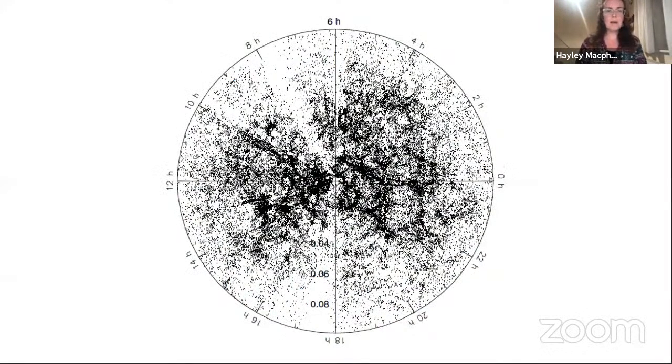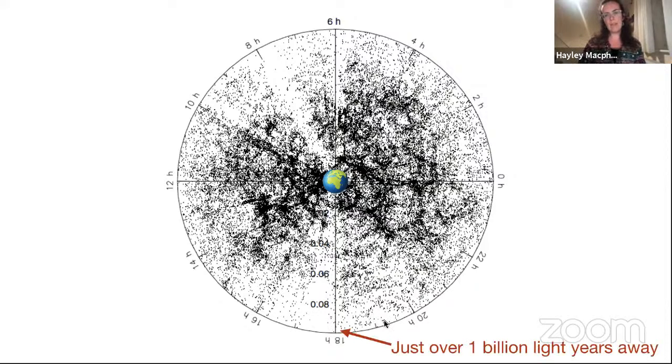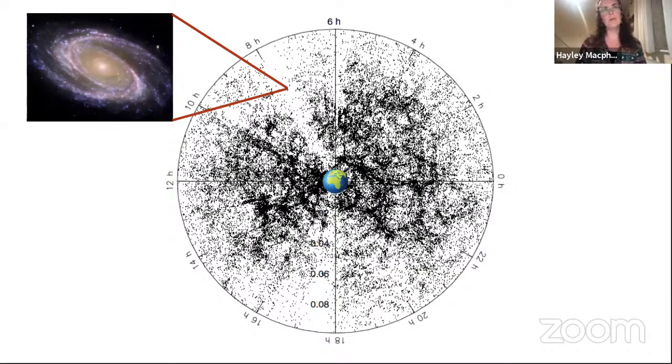So this picture here is a map of the local universe. So you can imagine Earth sitting at the center of this diagram, not to scale, obviously. And as we move around the edges of the circle, we're looking in a different direction on the sky. And as we move further out in the circle, we're looking further away, with the edge here being just over 1 billion light years away. And each of these points is an individual galaxy. So we observed each of these galaxies and just mapped their position on the sky in this diagram. And so this picture shows us how galaxies are distributed in the local universe.